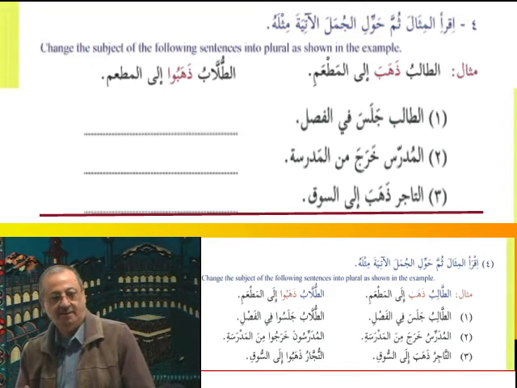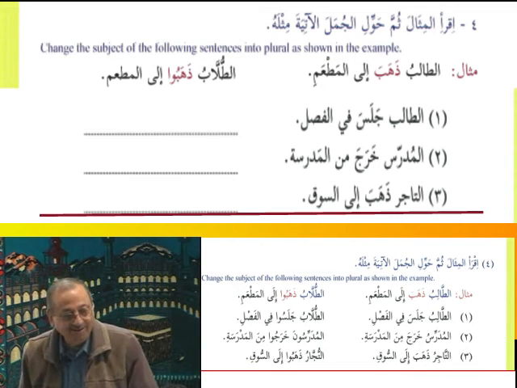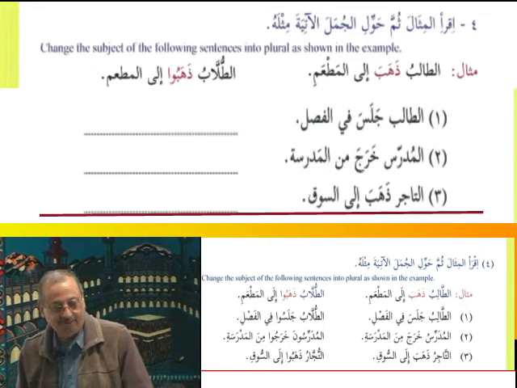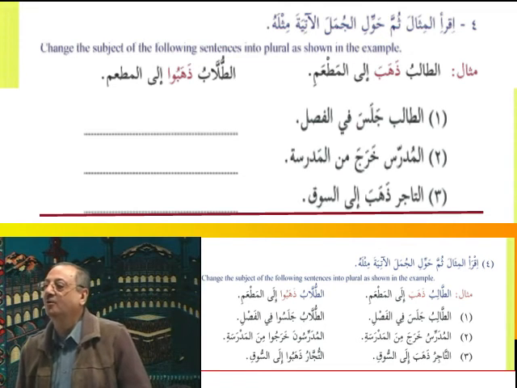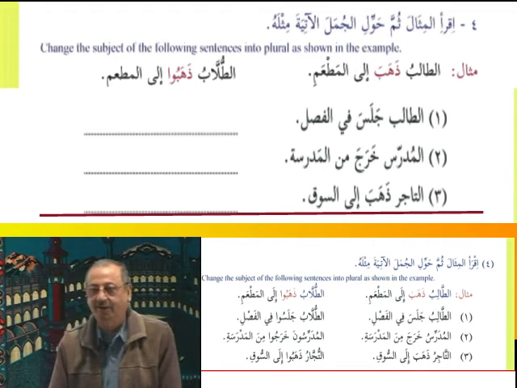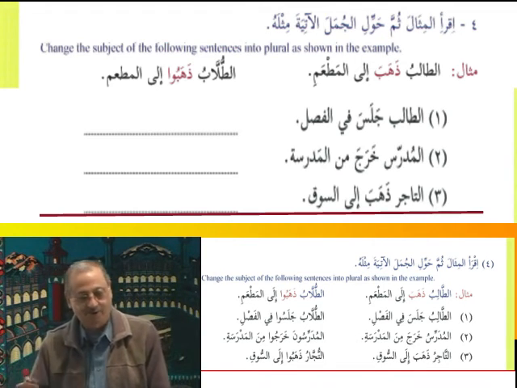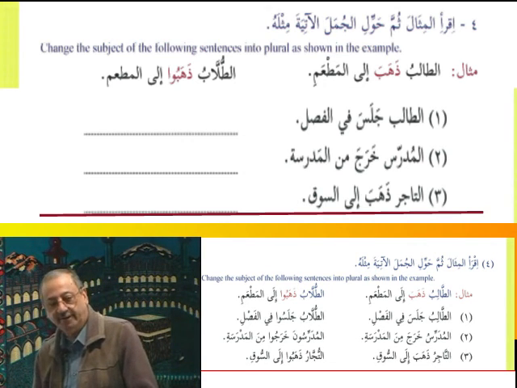Okay, zahaba. Al-waladu zahaba. Al-awladu zahabu. What will you say? Zahabu. Sahi? Al-awladu zahabu. Okay. And then, at-tajiru zahaba. At-tujjaru zahabu. Because now we are talking about more people. Okay. Instead of huwa and whom, now we are going to use the noun.